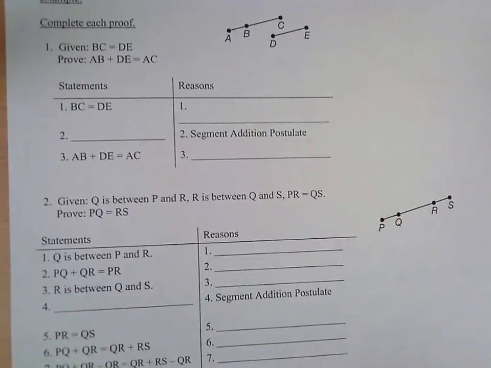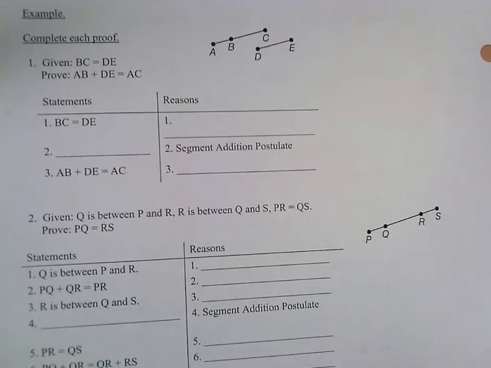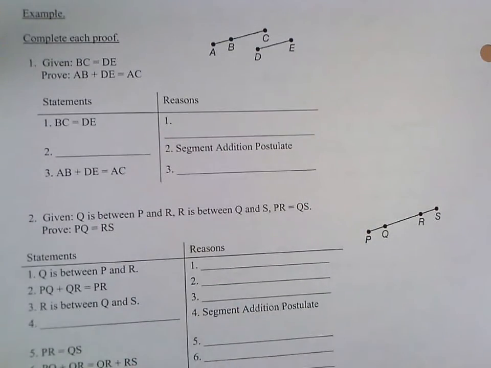So we're going to start out, we'll go through an example of a proof. Now, these we've kind of helped you out because if you look at the two columns, some of the statements and the reasons are already filled in.